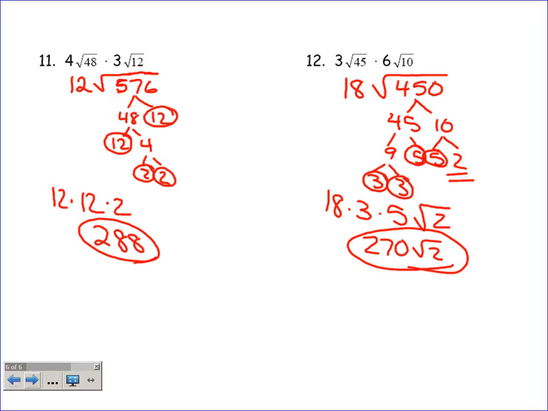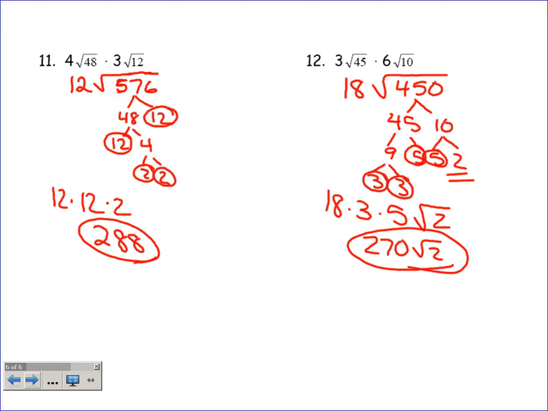I did not use a calculator for that. My math might be a little bit off. I apologize if it is. Did anybody get 288 for the first one? Did anybody get 270 times the square root of 2 for the second one? I got 381.8. 381.8 will be absolutely wrong. We are doing exact answers. You're not getting decimals. We don't get decimals on purpose.